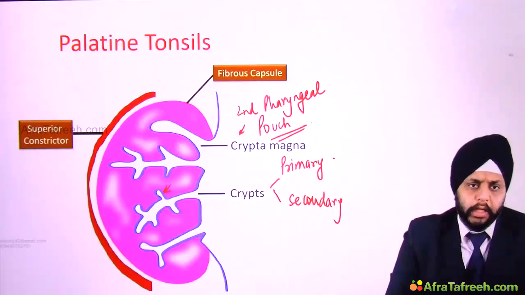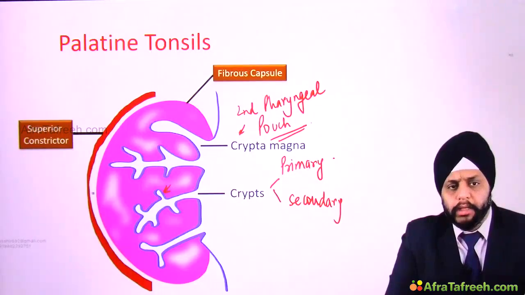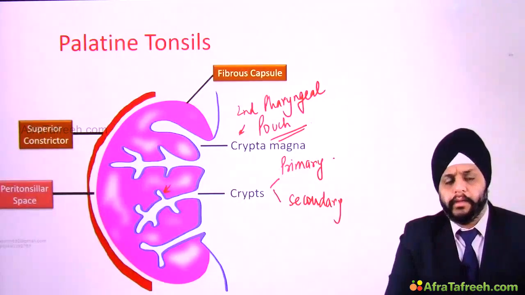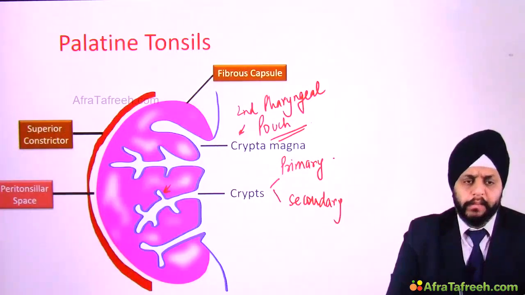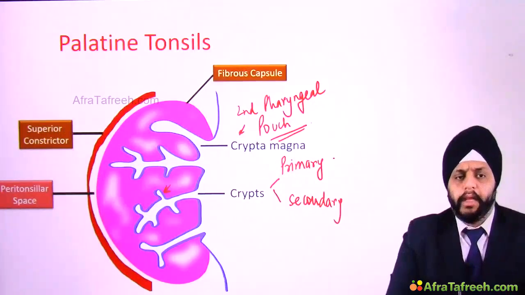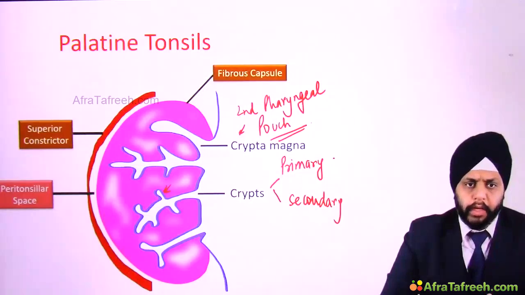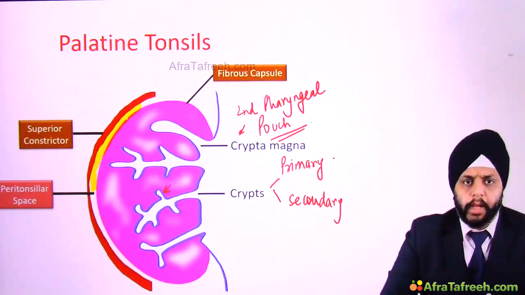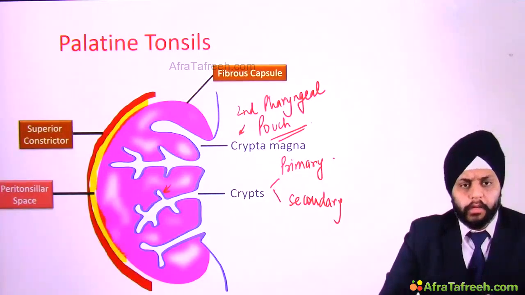Now you see there is a space between the superior constrictor muscle and the fibrous capsule of the tonsil. This space is known as the peritonsillar space. Right? So you can see over here that we have this space, and this space is known as the peritonsillar space. Now, this is not a true space.